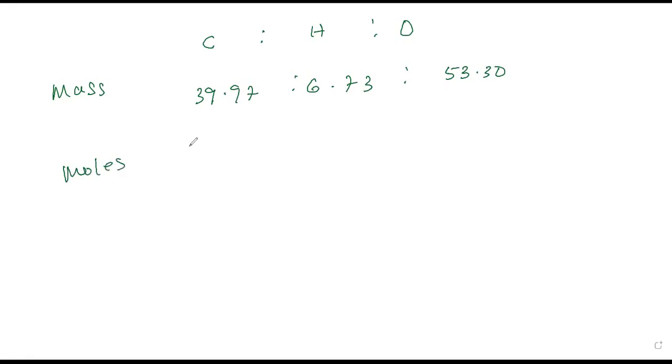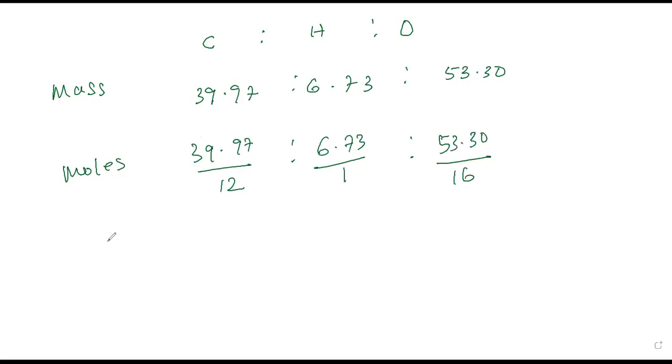I already did this just for the recap. Okay, the last part is not recorded for that sake, right? So 39.97 divided by 12, and 6.73 divided by 1, and 53.30 is divided by 16. So now you can find the molar ratio: each one is 3.33, 6.73, and this is also 3.33.